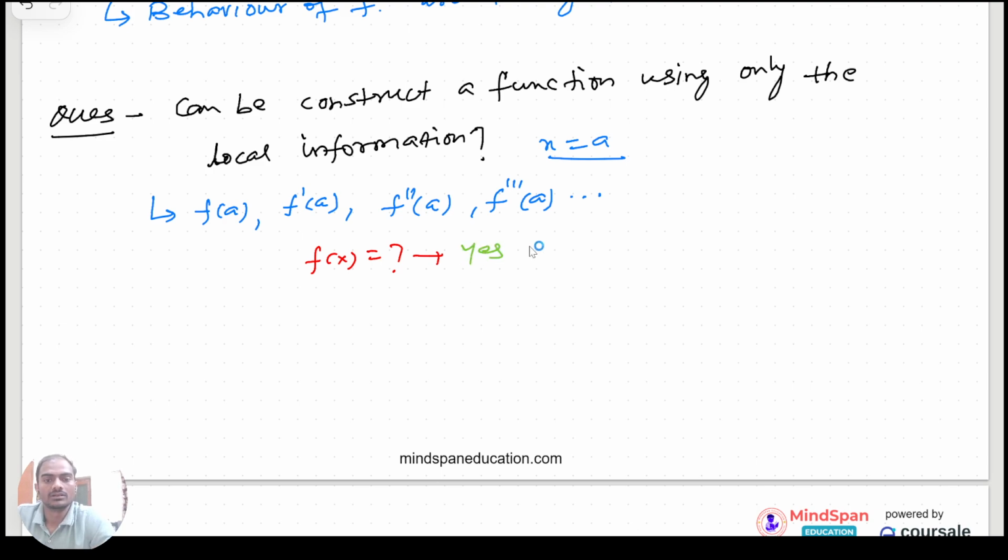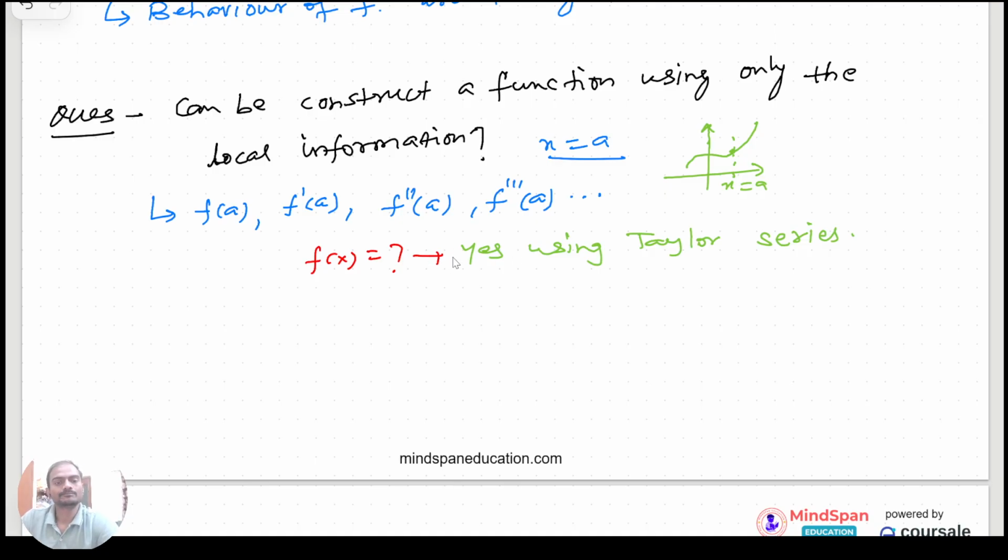Answer is yes, using Taylor series. Using Taylor series, we can construct the function based on only this information. Only now you can see all the information we have at only x equal to a. All the derivatives, twists and turns, everything we have at x equal to a only. But based on this, we are going to calculate the general formula of the function, right? Isn't it very odd? But it works.